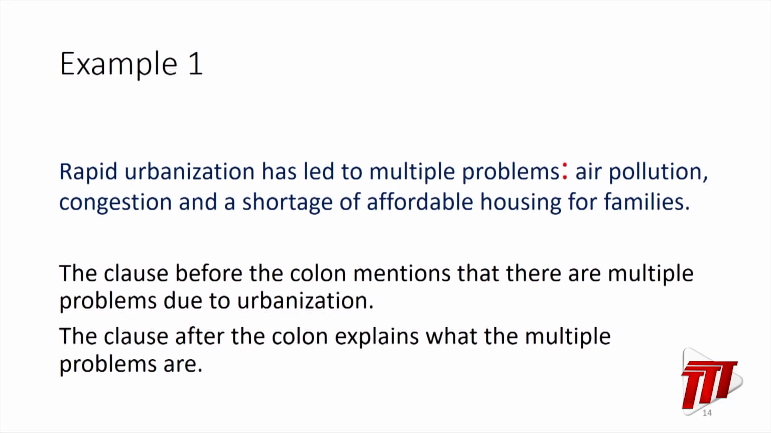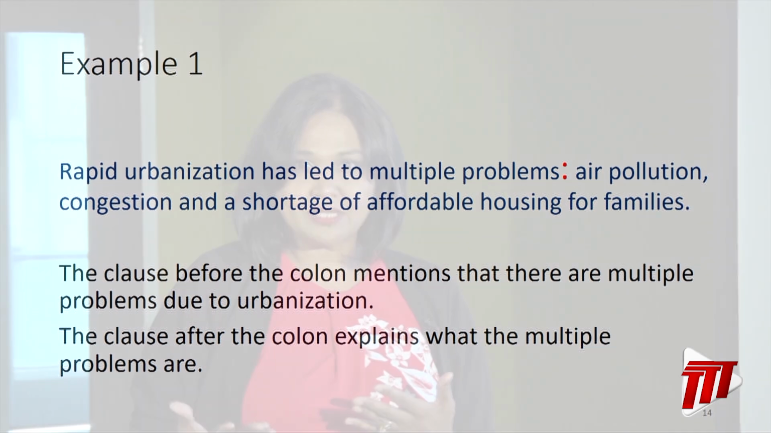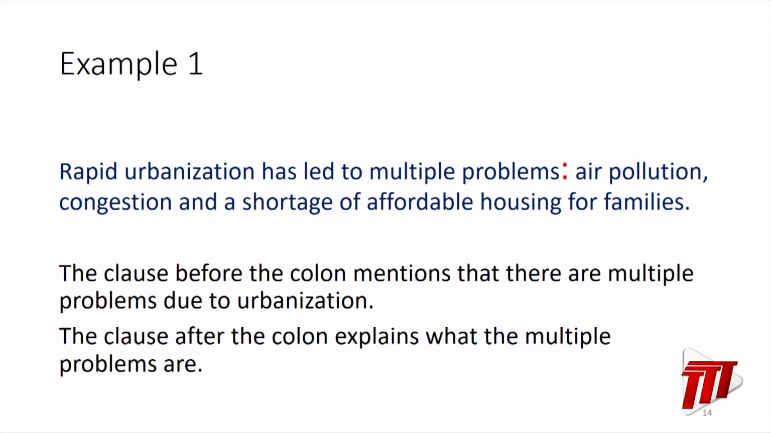Rapid urbanization has led to multiple problems: air pollution, congestion, and a shortage of affordable housing for families. So here we have the clause, rapid urbanization has led to multiple problems. What are these multiple problems? The list is air pollution, congestion, and a shortage of affordable housing for families. So the clause before the colon mentions that there are multiple problems due to urbanization. And the clause after the colon explains what the multiple problems are. Let's look at another example.